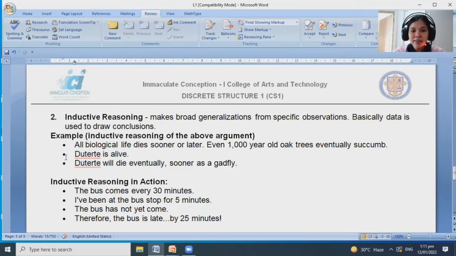Examples of inductive reasoning: all biological life dies sooner or later. Even 1,000-year-old oak trees eventually succumb. So eventually, mangyayari pa lang in the future, it will just happen in the future. We're just predicting. So that is inductive. Duterte is alive. Duterte will die eventually, sooner or later. So at present, we have a specific statement, which is Duterte is alive. Then eventually, sooner, he will die. So you use the verb tense will. So it will happen in the future. When you're predicting what is going to happen in the future, that is already inductive.